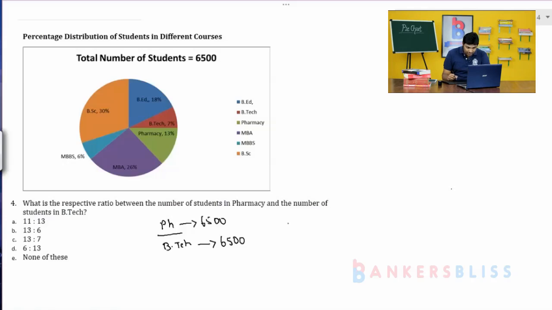So pharmacy 13 percentage, divided by B.Tech, how many percentage? 7 percentage. So the ratio is 13:7. Option C is the right answer. Very simple, orally you can solve, because they are calculated on a common number, so no need to consider that common number. So 13:7 is the final answer. Problem number 4, option C is the right answer. Okay, let's go to the next problem.